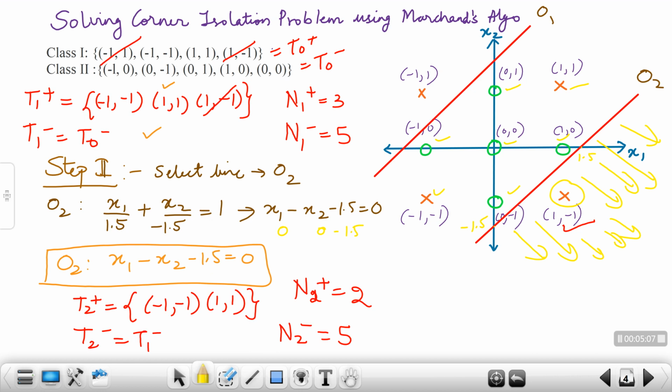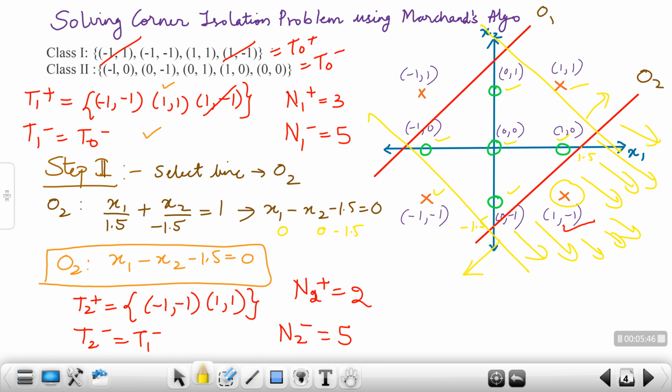Now you can do this particular problem the way you want, but in the first 2 steps we have selected the lines such that they will be classifying the patterns from class 1, that is T1 plus or T2 plus we have reduced. But now for a change I can continue with classifying, and I can say maybe I draw a line here such that this particular pattern is classified, and then I draw a line here and then this particular pattern is classified, and then I can solve the problem. That is also a way of solving the problem, but I am not doing that.